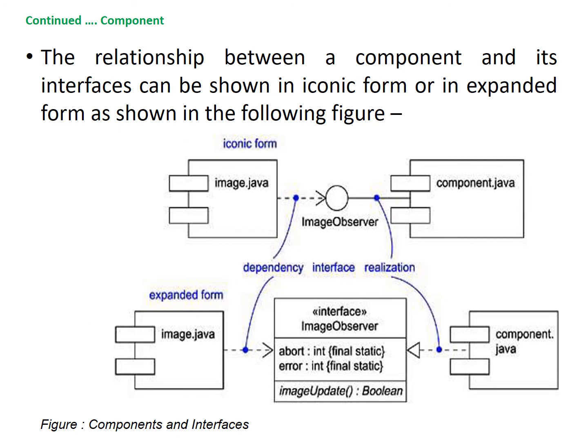Show relationship between a component and its interfaces in one of two ways, that is in iconic form or in expanded form. As shown in this figure, the component image observer is shown in both the forms, that is in the first case it is shown as the iconic form and in the second case it is shown as the expanded form. In both cases, the component that accesses the services of other component through the interface is connected to the interface using a dependency relationship.